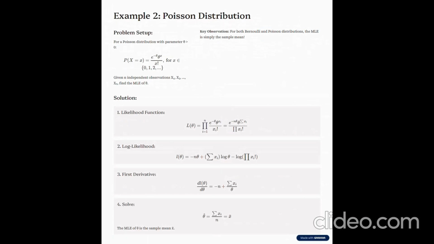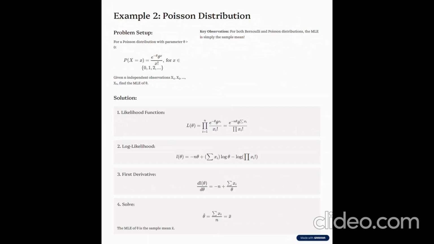Now let's examine the Poisson distribution, which is essential for modeling the number of events occurring in a fixed interval, such as customer arrivals at a store or incoming phone calls. By applying the maximum likelihood estimation method here, we can effectively determine the average rate of these occurrences. As we work through the log likelihood and derivative, we find that once again our best estimate for theta is simply the sample mean of our data.